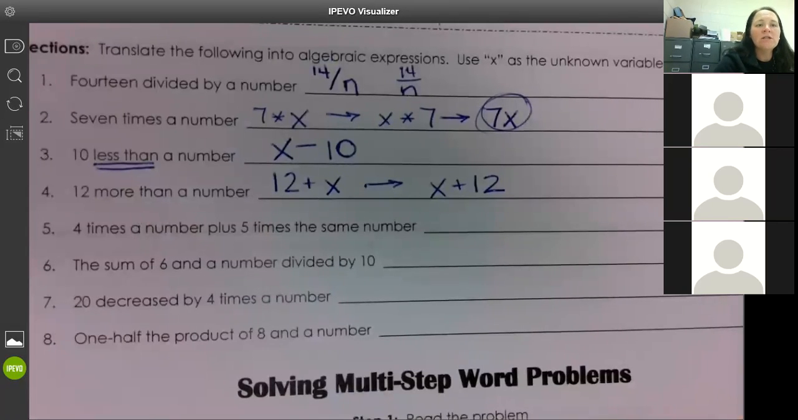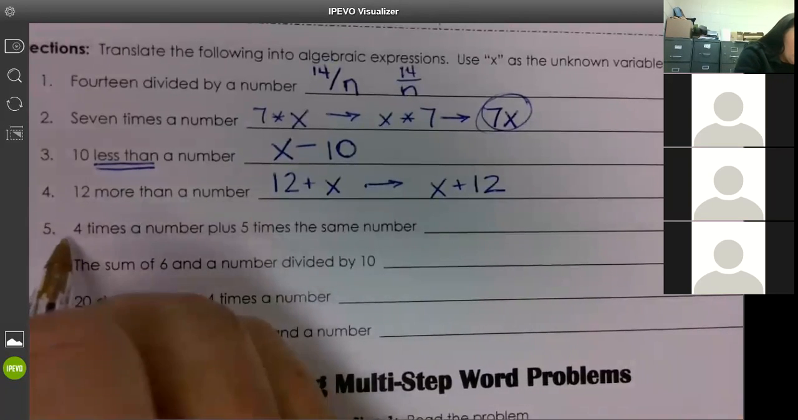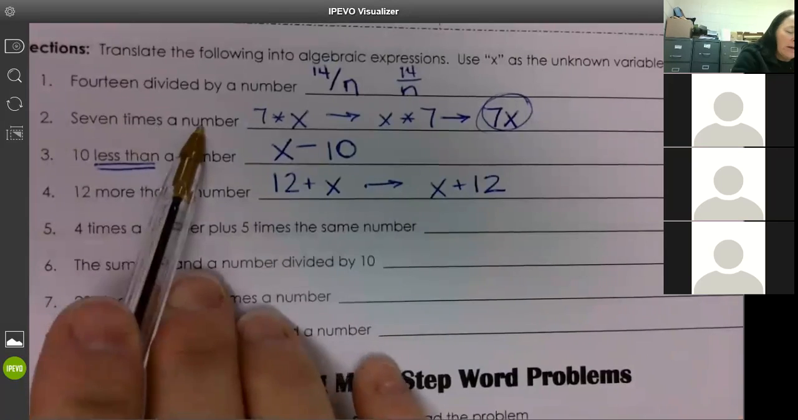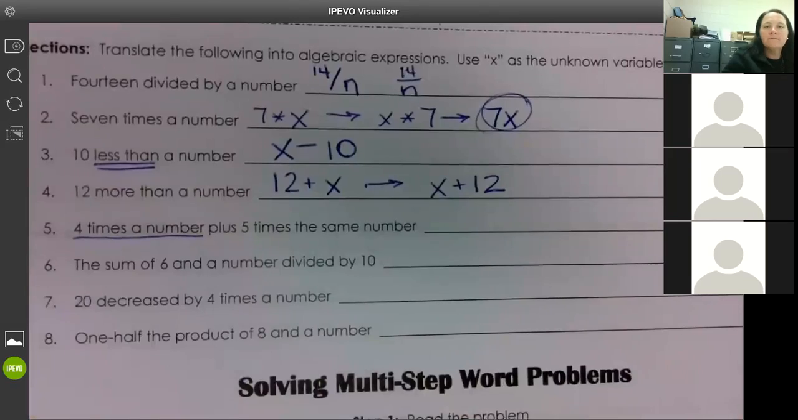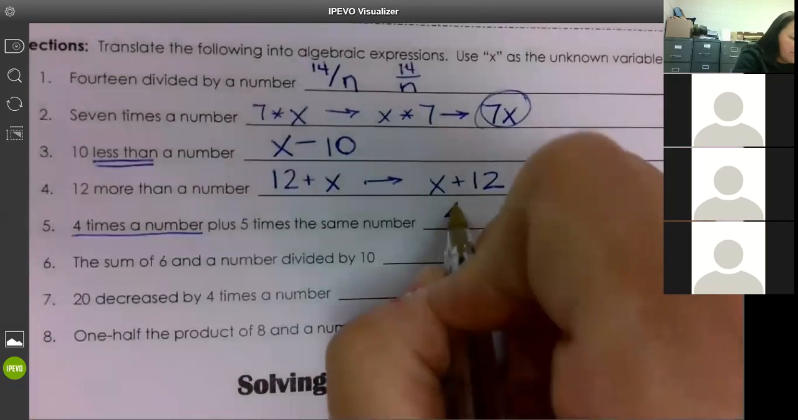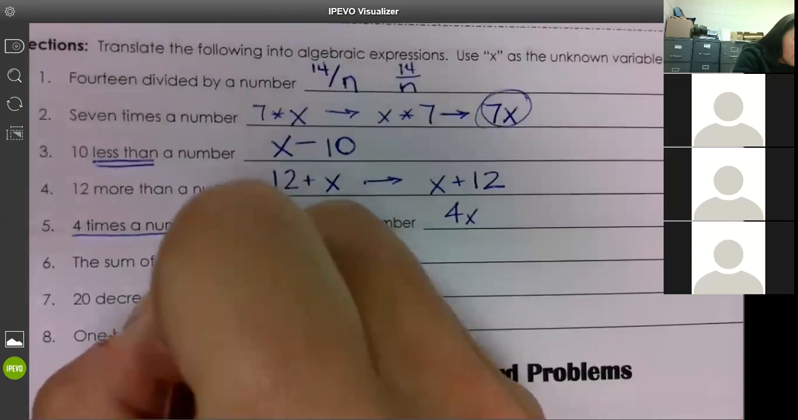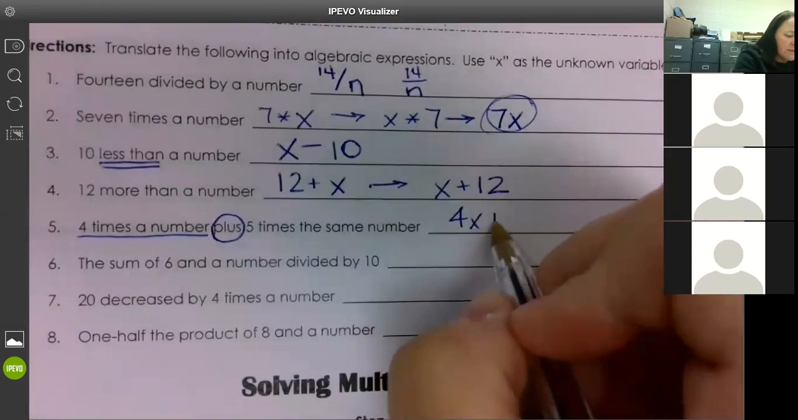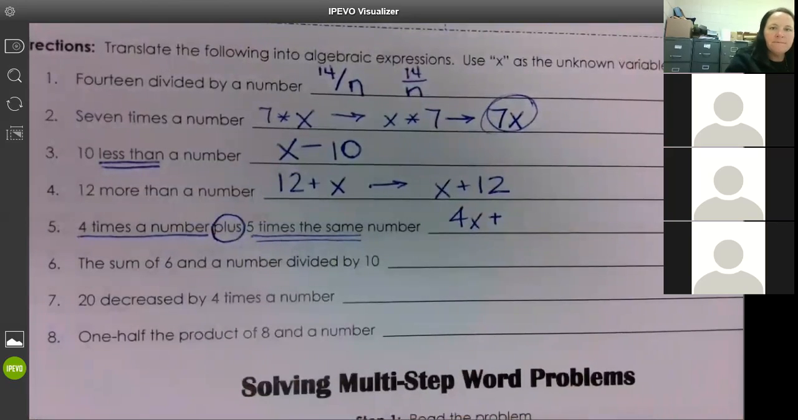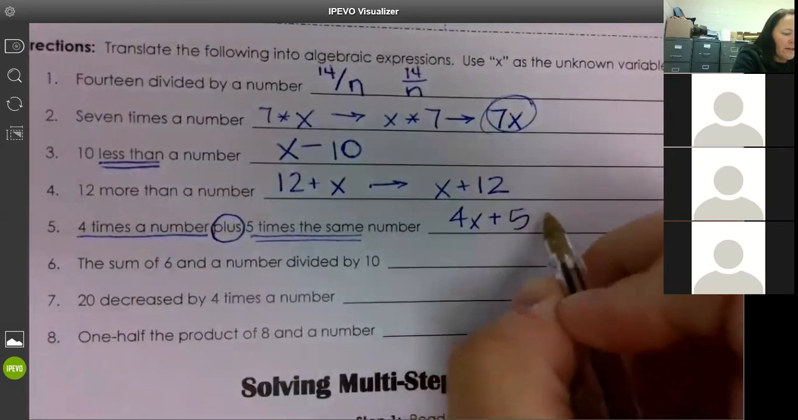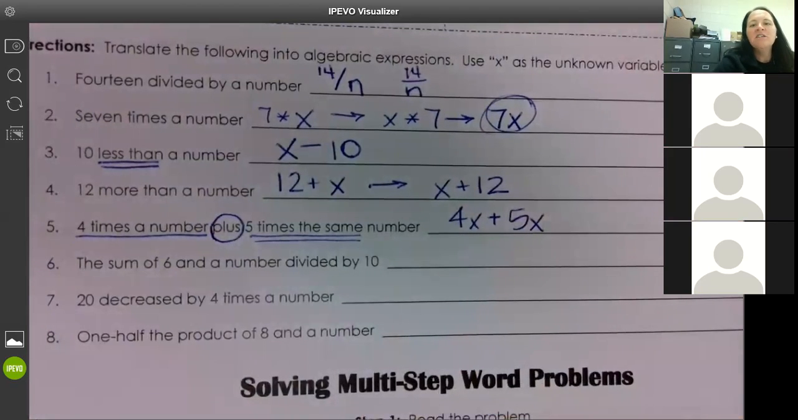The next one is a little bit longer. It says 4 times a number plus 5 times the same number. So let's split it up. Up here, we had 7 times a number, and we just did 7x. So how would we do 4 times a number? 4x. Perfect. And then it says plus, so we're going to write a plus. How do I write 5 times the same number? 5x. Perfect. Don't put them together right now, but know that you can do that because they're like terms. So we're not going to right now. We're just trying to write them.